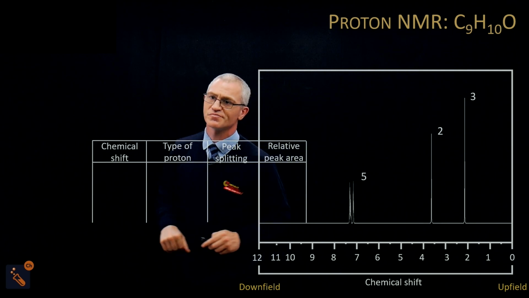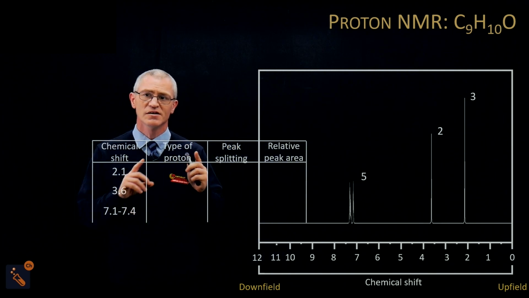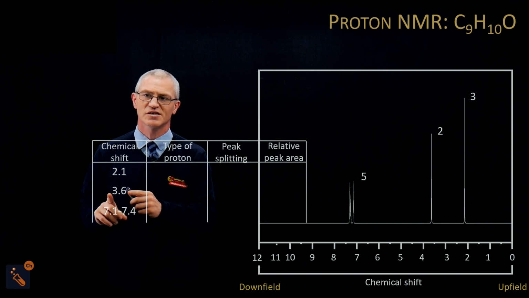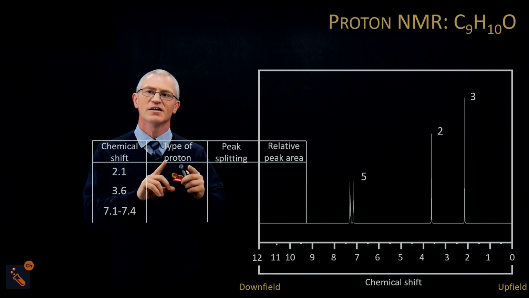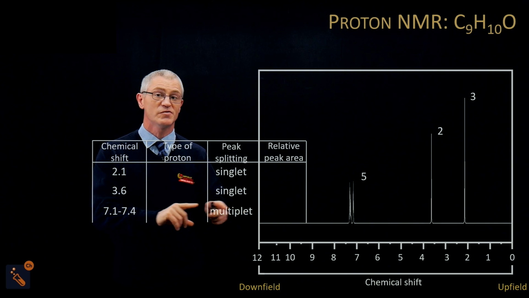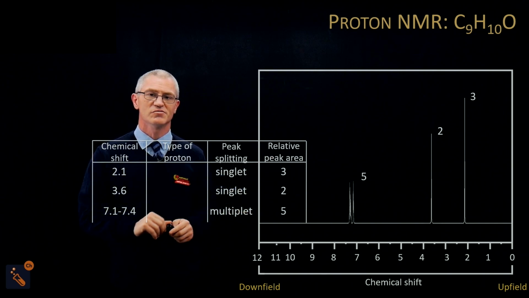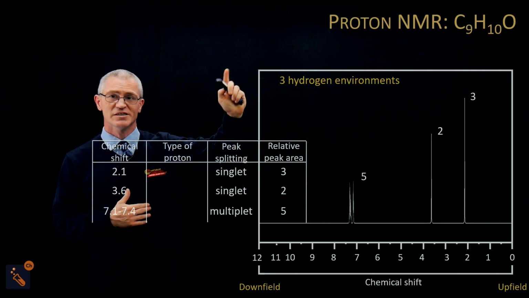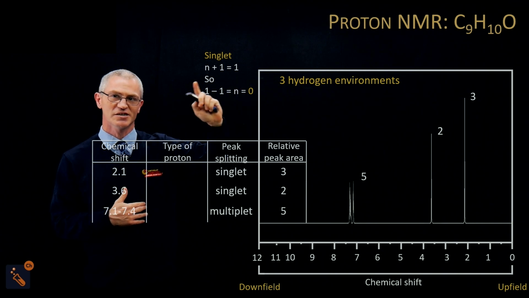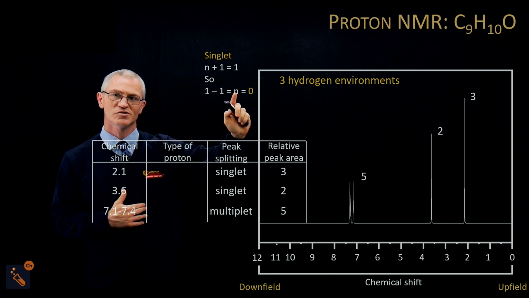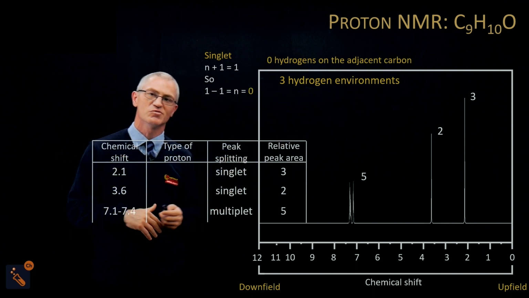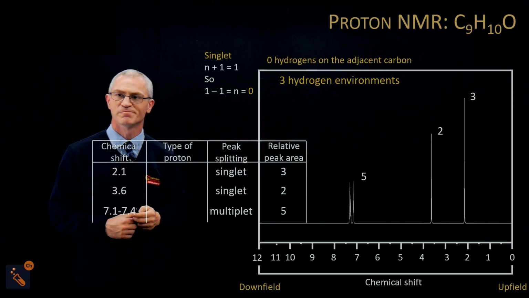Let's do the table. Chemical shifts. Notice we've got a range for benzene. We don't have to give it a precise chemical shift. We can just give a range. Okay, and then we do the peak splitting. Multiplet for benzene, remember, and then your peak areas 3, 2, and 5. We then go for our different hydrogen environments, and then explain the n+1 rule, just to get into that rhythm of explaining it at least once every time. So n+1 equals 1, because we've got a singlet, and so 1 minus 1 equals n, which is 0. That means they are next to carbons with 0 hydrogens on them, which we've already mentioned.